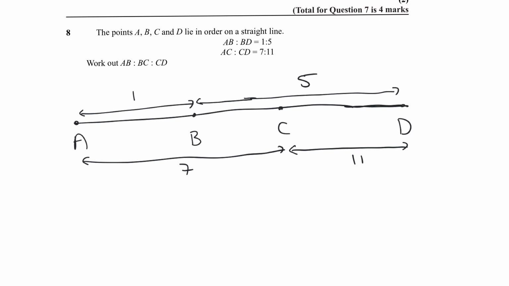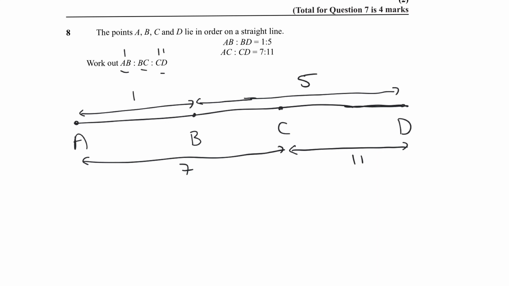So now it wants us to work out the ratio from A to B, B to C, and C to D. So we know that A to B is 1. We know that C to D is 11, but we don't really know from B to C. So we can work this out.